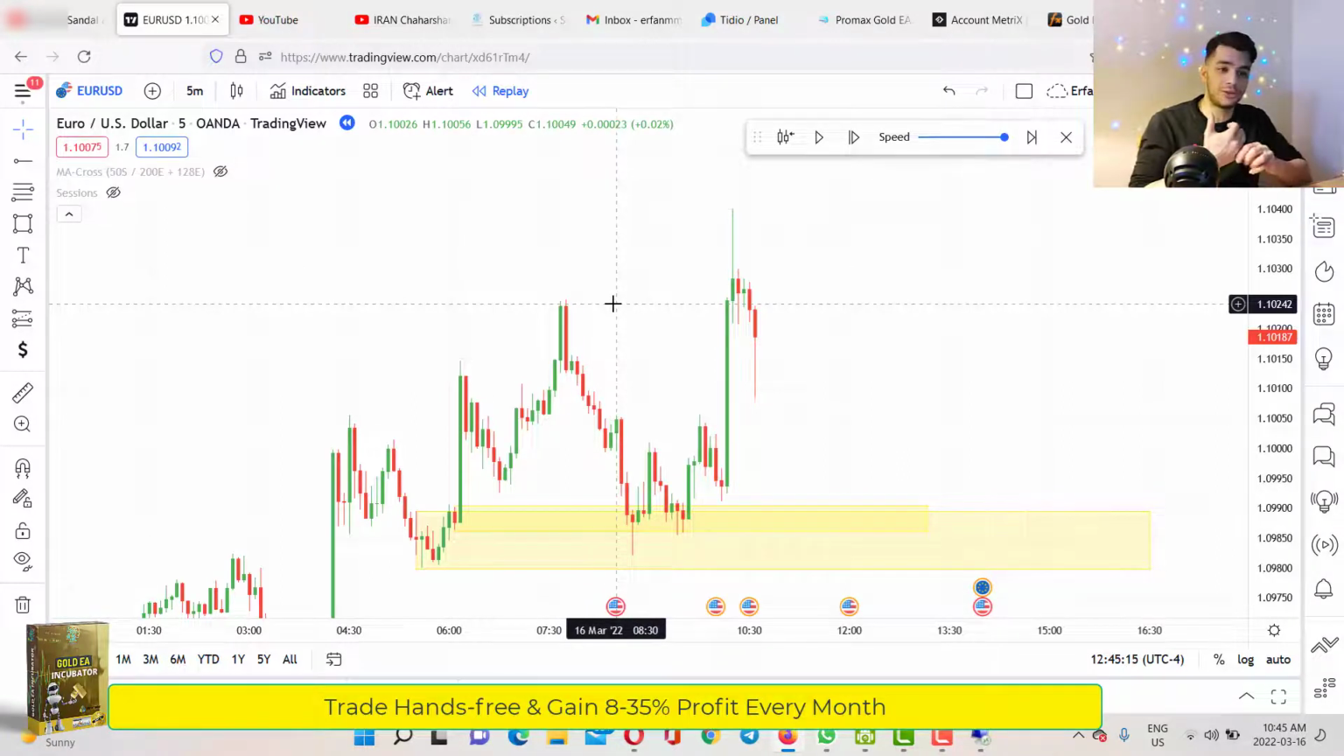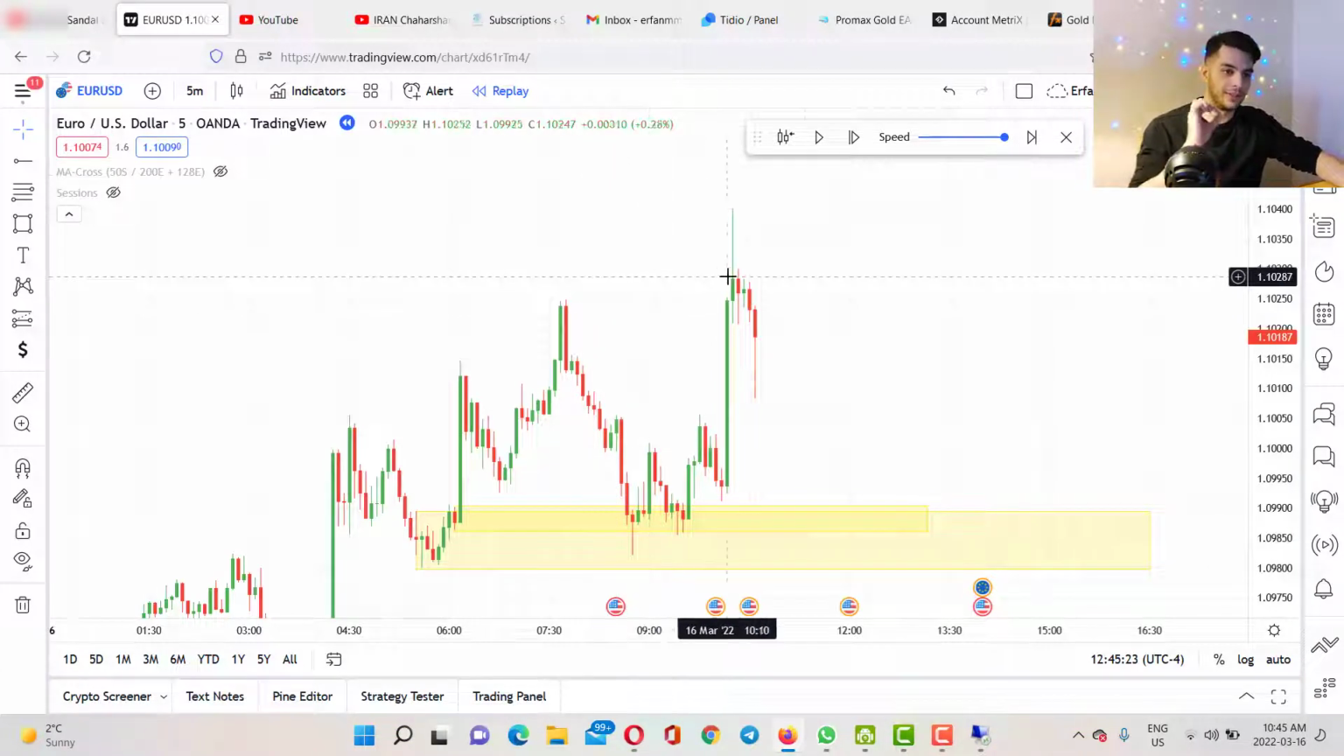Super easy. I'm not using any indicator, I'm not using anything, just pure price action using zones and Fibonacci level. I hope that you liked this section.